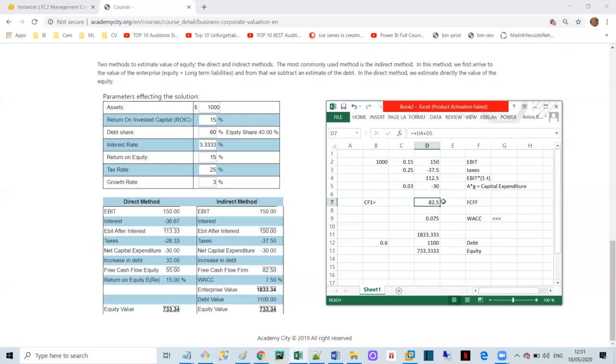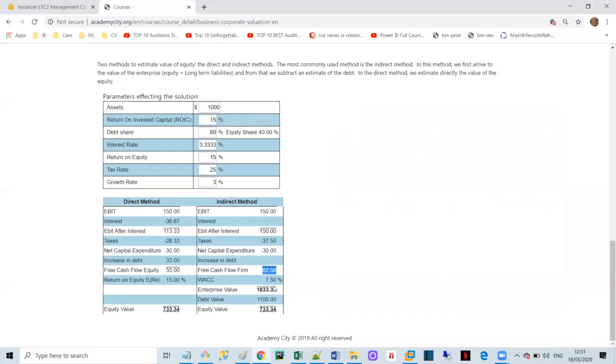Many times it's missed, that's why I'm emphasizing it, okay? You do all the calculation and all of a sudden you forget what the 82.50 really means. That's the cash flow for the debt holders plus the equity holders. The cash flow for the debt holders is the interest, and the cash flow for the shareholders is the dividend. So the 82.5 must be the sum of those two.